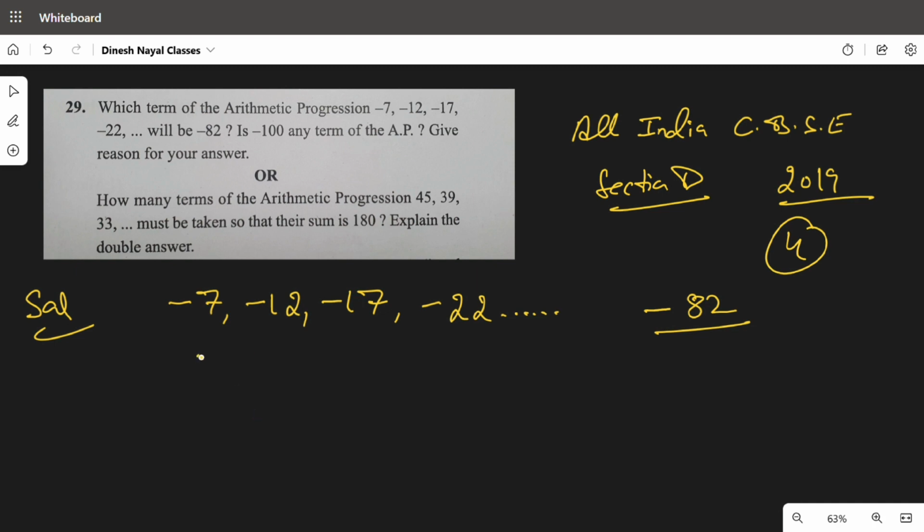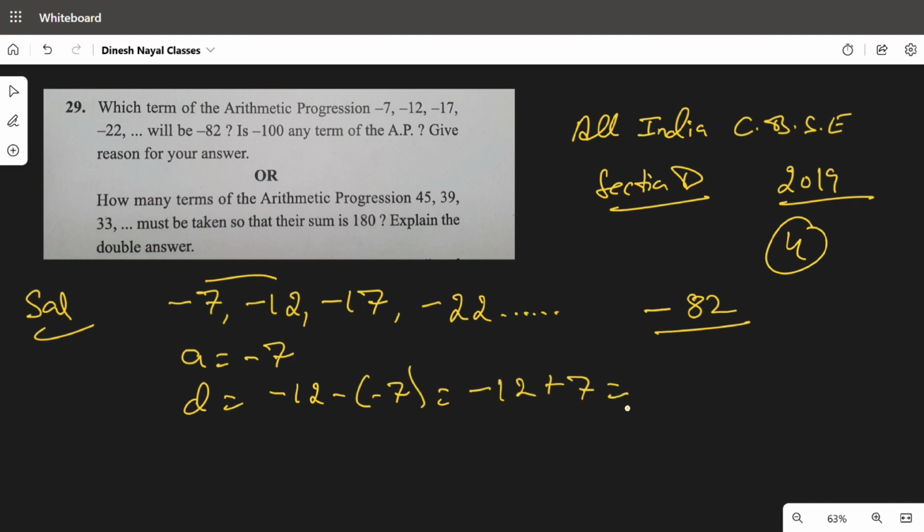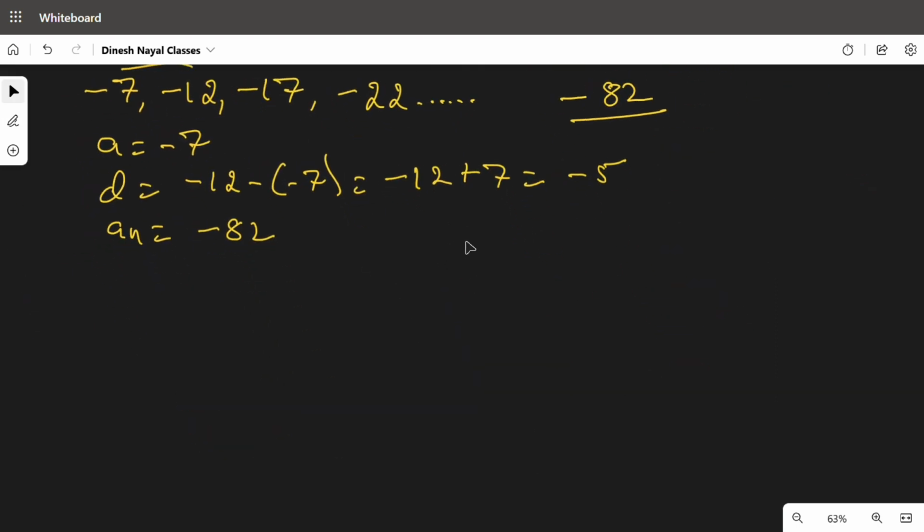So if you see the AP here, the first term is minus 7, and what will be the common difference? Common difference will be the difference of these two terms, minus 12 minus of minus 7, so that is minus 12 plus 7. So over here the common difference is minus 5 actually. And an they have given as minus 82. Okay, they have given the nth term. Now what we have to do?